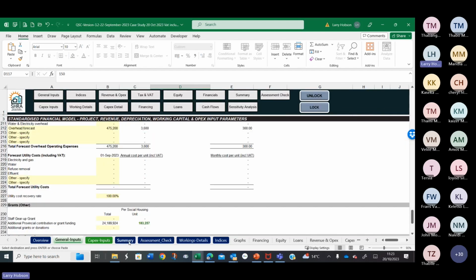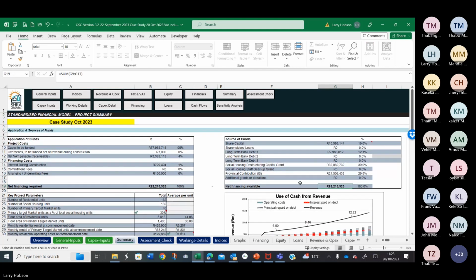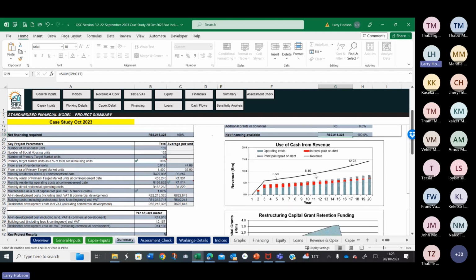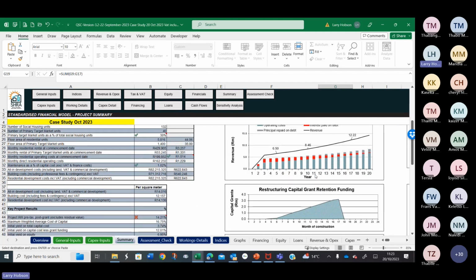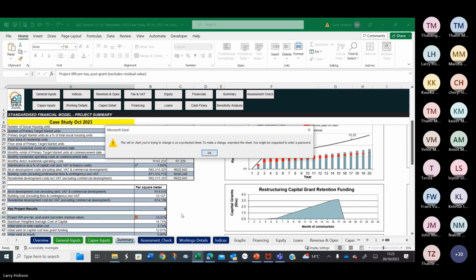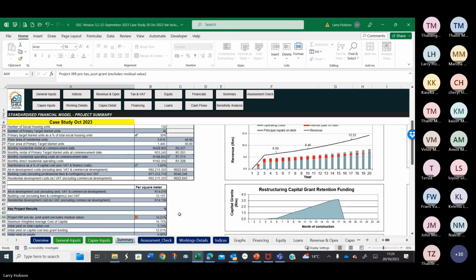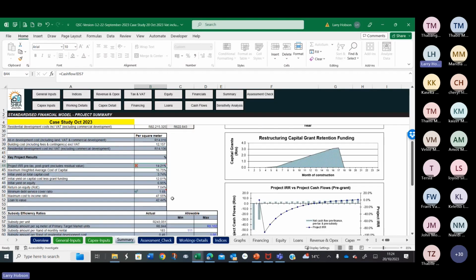Let's have a look at what our summary looks like. Right, I don't see too much red. I see only green ticks, except for our project IRR. We're not at 11 points. Where do we need to be? 15.25. Yeah, so we're at 14.21. So some tinkering is needed.